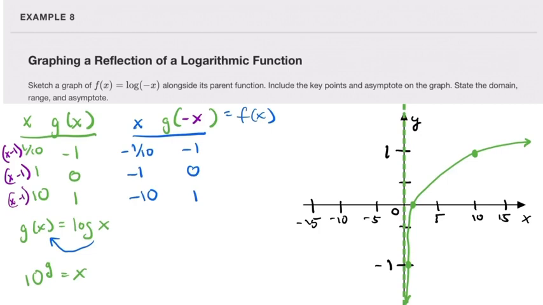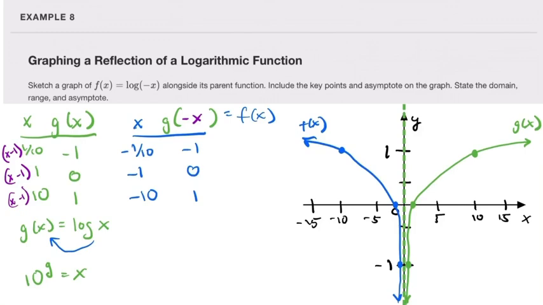Can I flip it? I can rotate it, but I don't think I can flip it. So then when we're slightly to the left of 0, we're here. And then negative 1, 0 is here. And then negative 10, 1 is here. This is the graph of f of x. This is the graph of g of x. All right, so we can see that it's flipped horizontally over the y-axis.